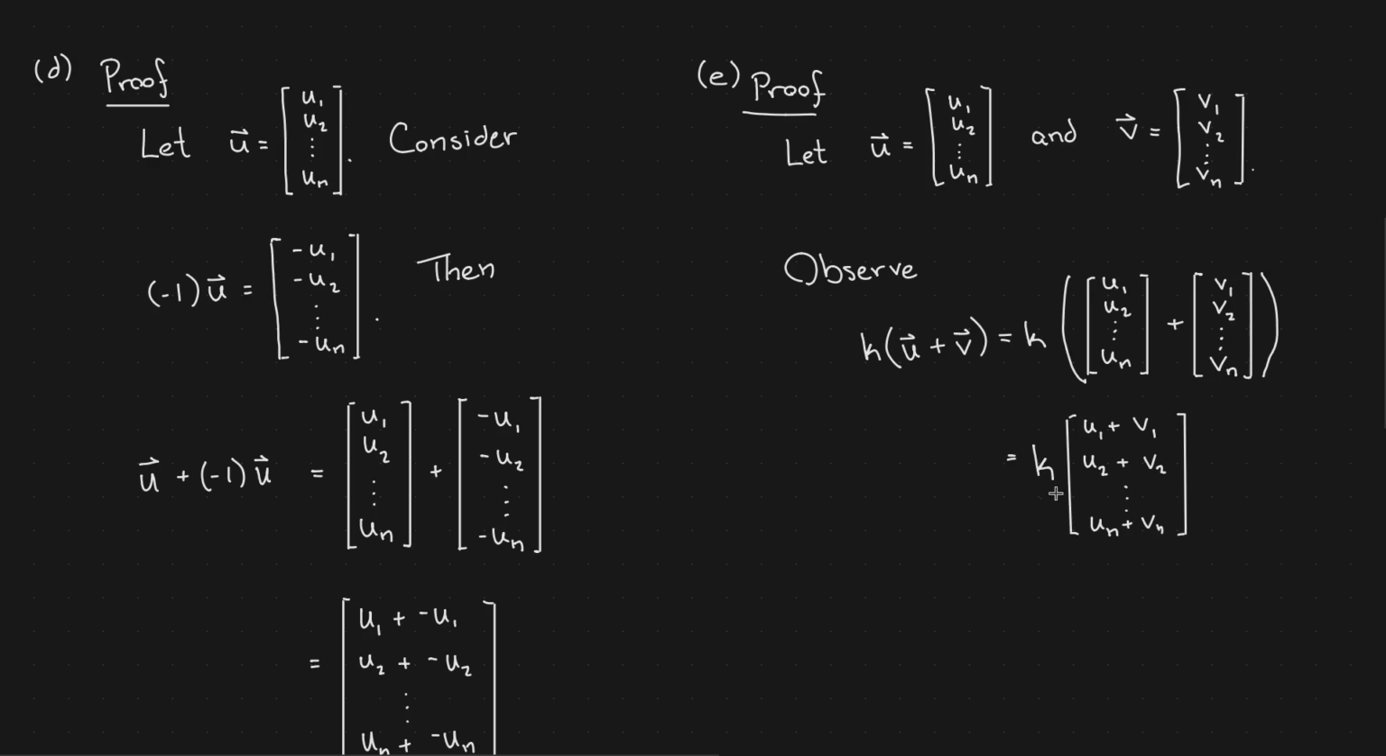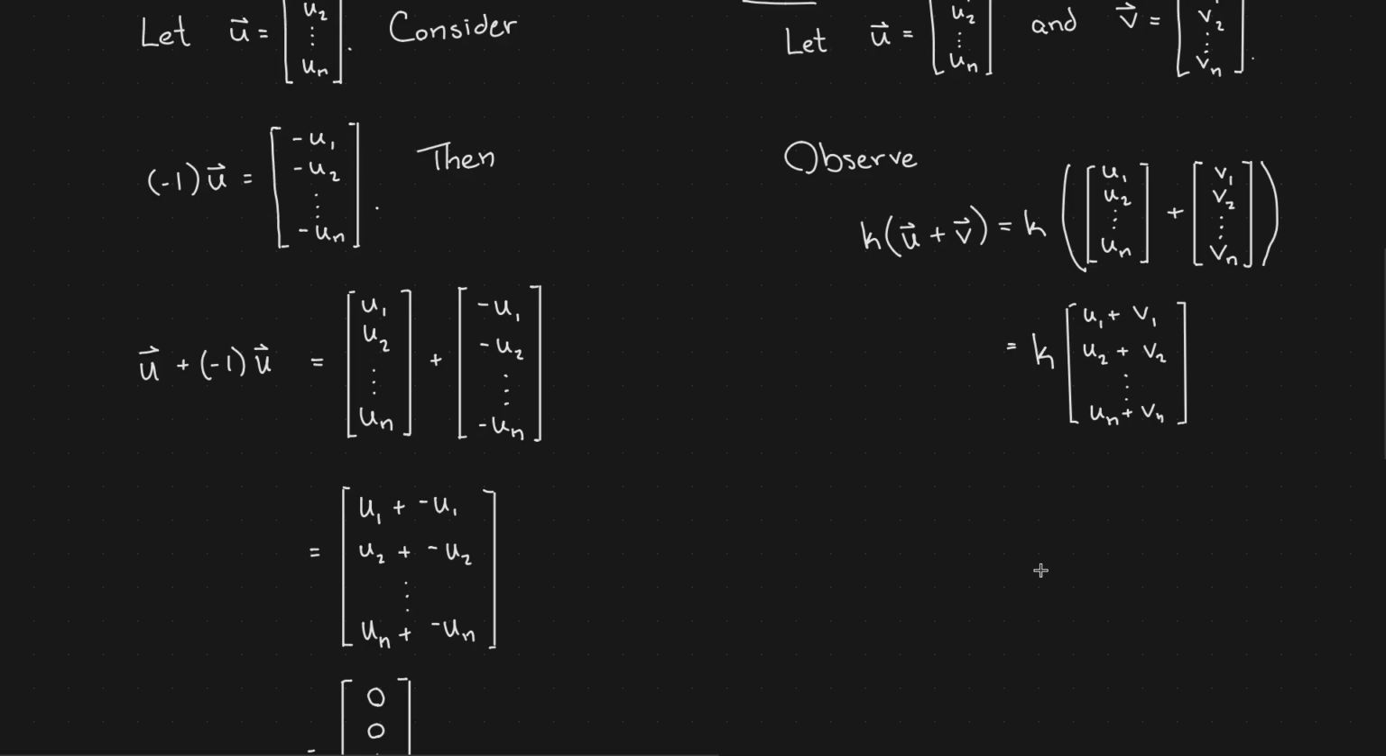Next, let's do the scalar multiplication. I'm going to apply the definition of scalar multiplication. By definition, you just multiply each component in your vector by the scalar multiple. So my first component, u1 plus v1, gets multiplied by k. My second component, u2 plus v2, gets multiplied by k. And so on all the way to the end.